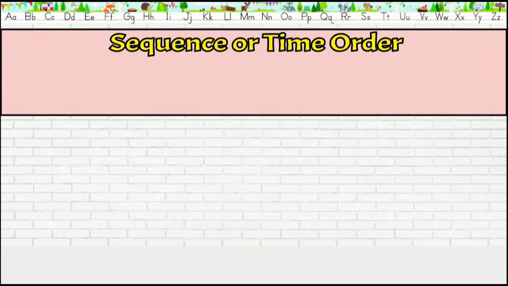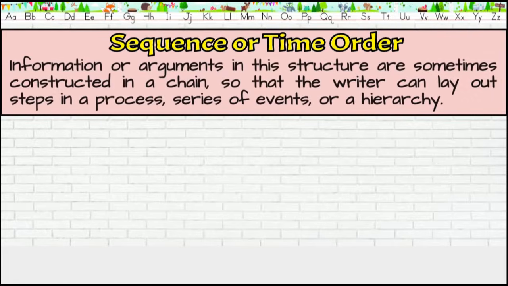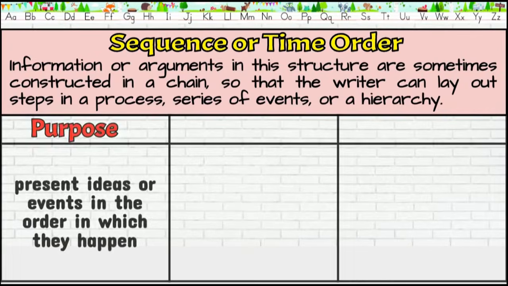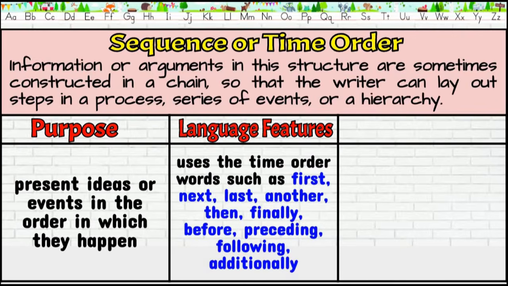Another type of informational text is sequence or time order. Information or arguments in this structure are constructed in a chain, so that the writer can lay out steps in a process, series of events, or a hierarchy. The purpose of this text structure is to present ideas or events in the order in which they happen. This uses signal words such as first, next, last, another, then, finally, before, preceding, following, and additionally.